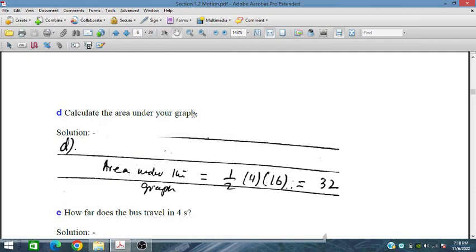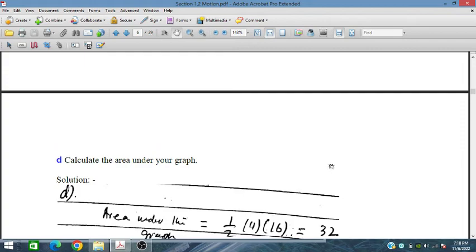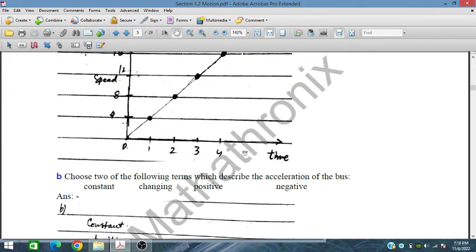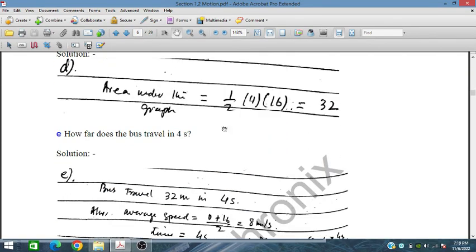Calculate the area under your graph. This is the area under the graph. This is time, and this is speed. This is the base, and this is the height, and half, because this is the area of a triangle. So half, the time axis is 4 and the vertical axis is 16 in magnitude. So this is 32.